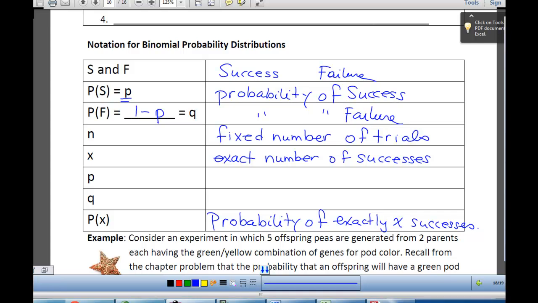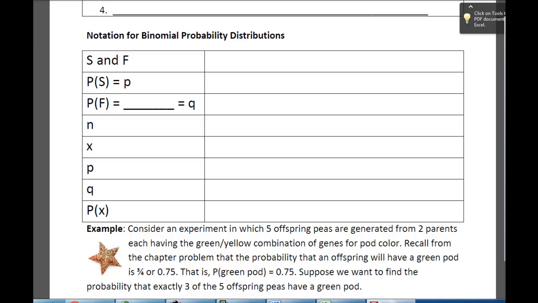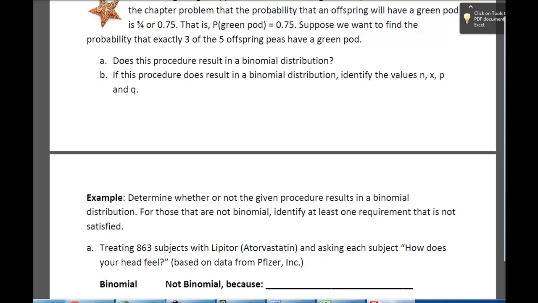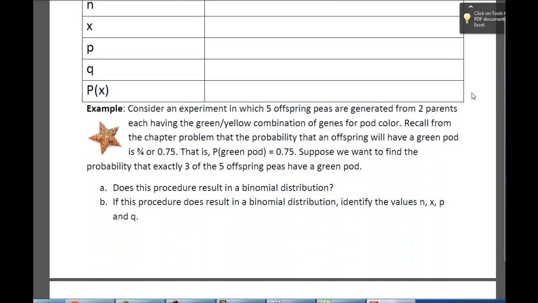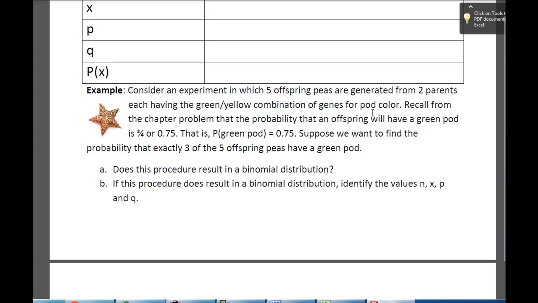Except, lowercase p would maybe make you think of probability. Okay. All right. It says consider an experiment in which five offspring peas are generated from two parents, each having the green-yellow combination of genes for pod color. Recall from the chapter problem that the probability that an offspring will have a green pod is 3/4 or 0.75. That is, probability of green pod equals 0.75.